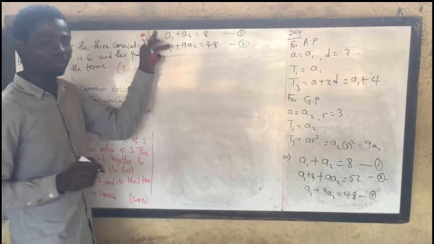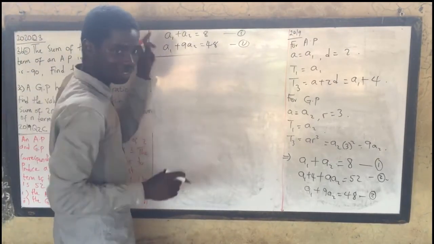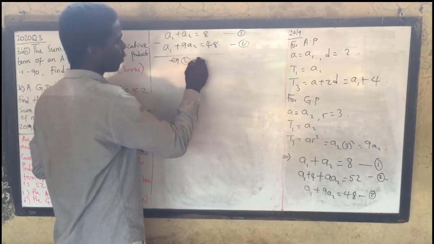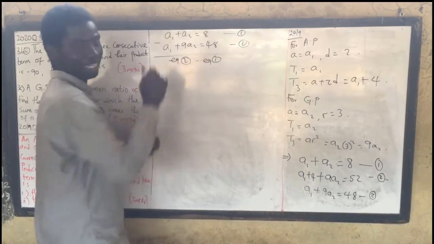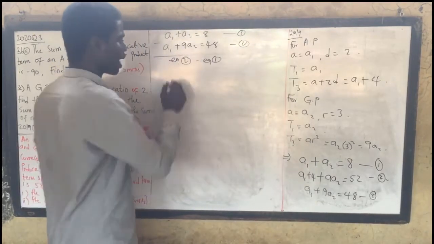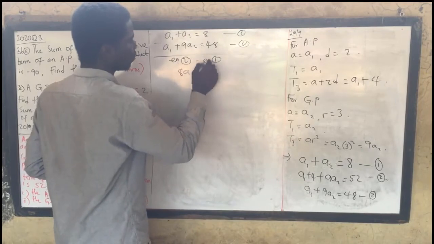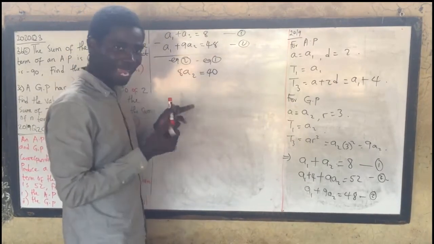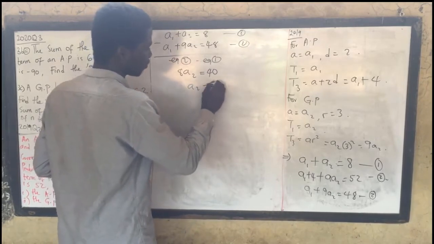Equation 2 minus equation 1, just eliminate because they have the same coefficient. A1 minus A1 will give me 0. So 9A2 minus A2 is 8A2. 48 minus 8 is 40. Divide both sides by 8. A2 is 5. So I've gotten 5.